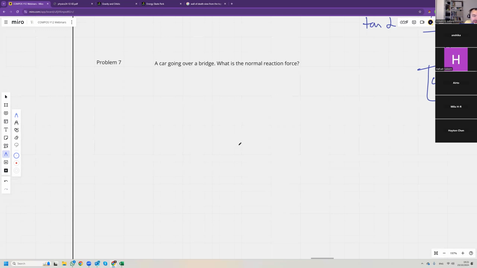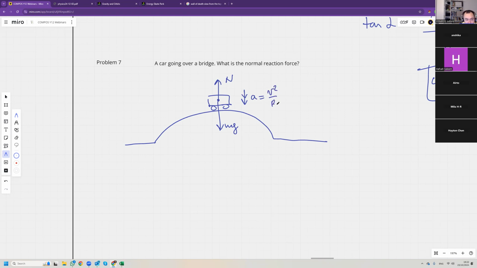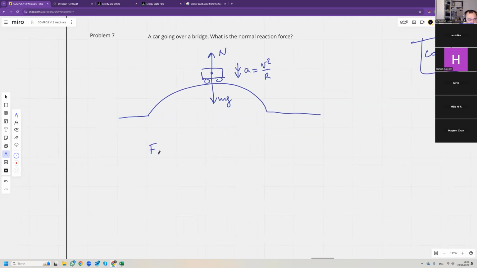A car is going over the bridge. What is the normal force? So let's say the car is going over a bridge, and there are two forces. There's the normal reaction force, and there's the mg force. We know that the acceleration is downwards, and that the acceleration is v squared over r. So the resultant force is equal to mg minus the normal reaction force. That means mass times acceleration is mg minus n.